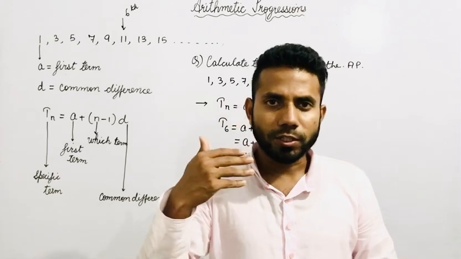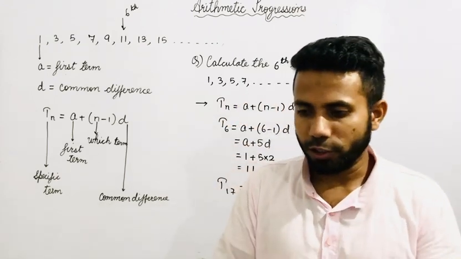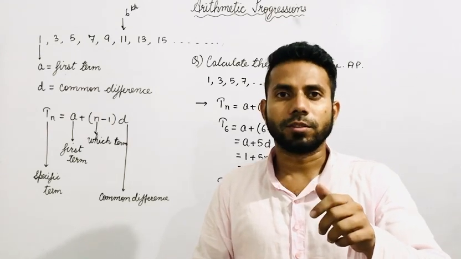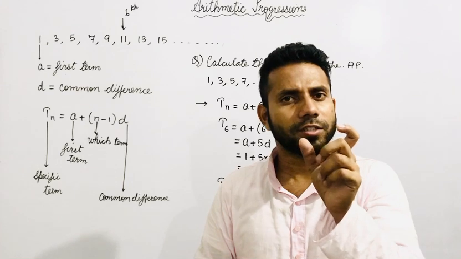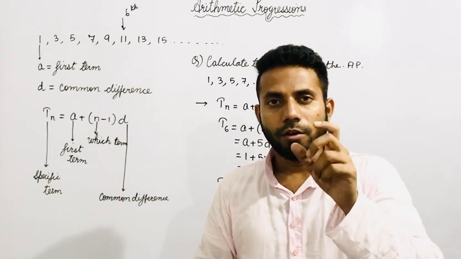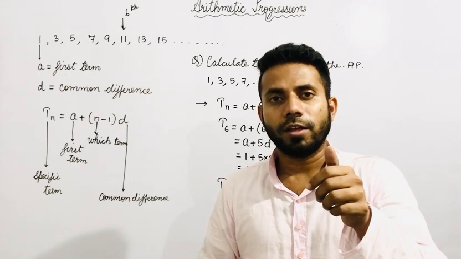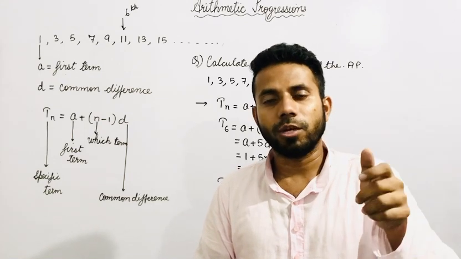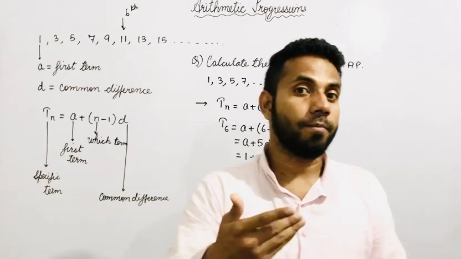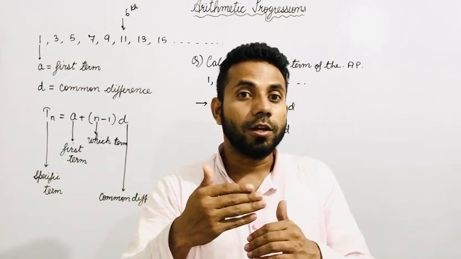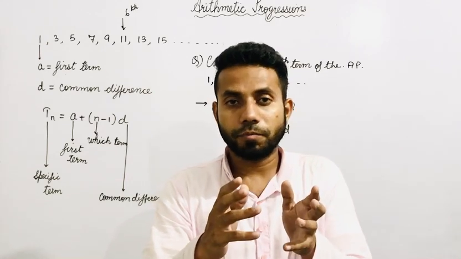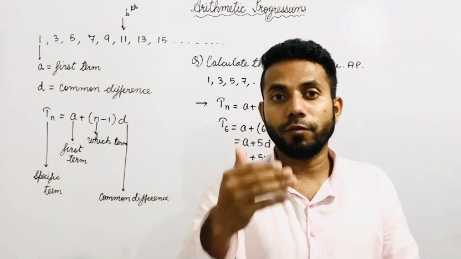Now let us move towards the next type of question, that is, which term of an AP, or how many terms. When you get these words in the question: which term of the sequence, how many terms are there in the AP, how many terms are there in the sequence, in these questions you need to find the value of n. So how will you know how to put it in the formula?